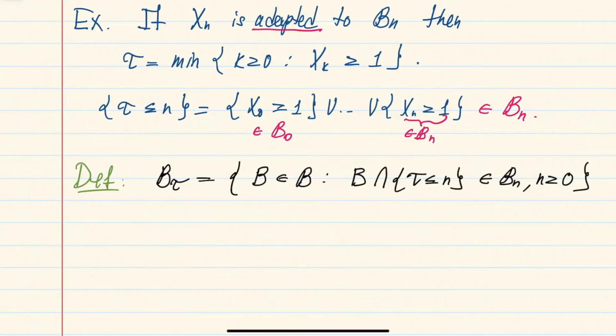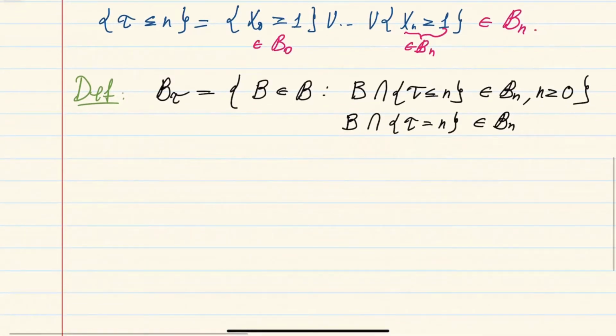Of course, equivalently, again, you could say that the part of your event B on the event that the stopping time is equal to n should be in the sigma algebra Bn. Okay? So this formalizes all events that depend on the data up to the stopping time tau.